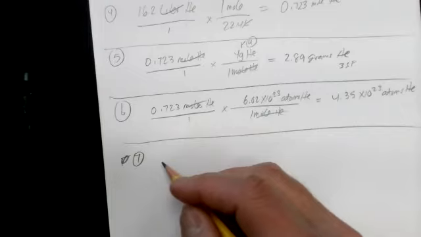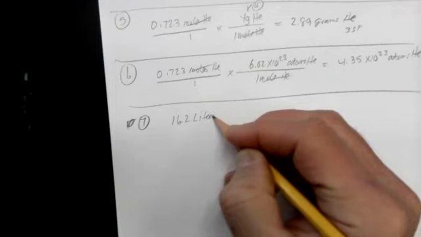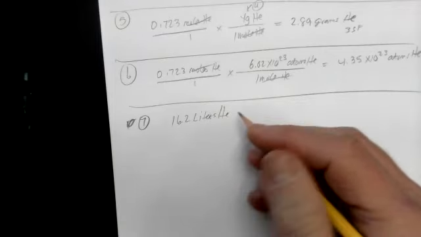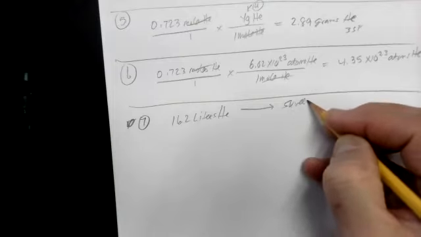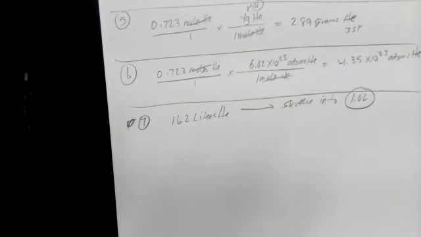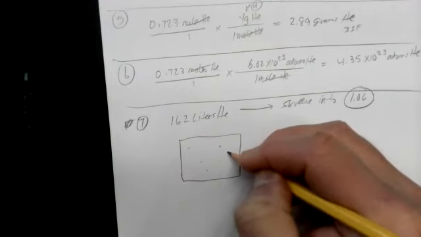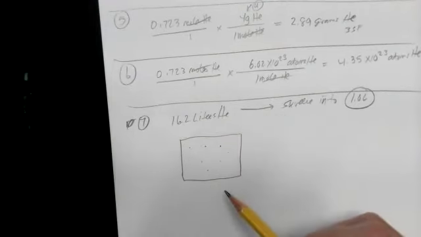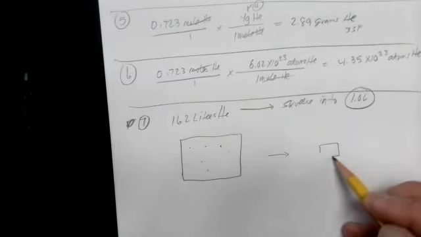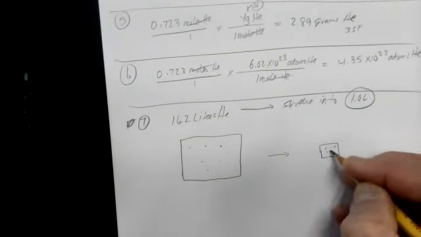Number 7, it says, how is it possible to take 16.2 liters of helium gas and squeeze it into a 1.0 liter container? How can you take 16.2 liters and squeeze it into 1 liter? And the reason is, if we drew a picture of the gas, the particles look like this. There's not a lot of them, and they're really far apart. And if we put it into a much smaller container, what do we got? 7 dots, 1, 2, 3, 4, 5, 6, 7.